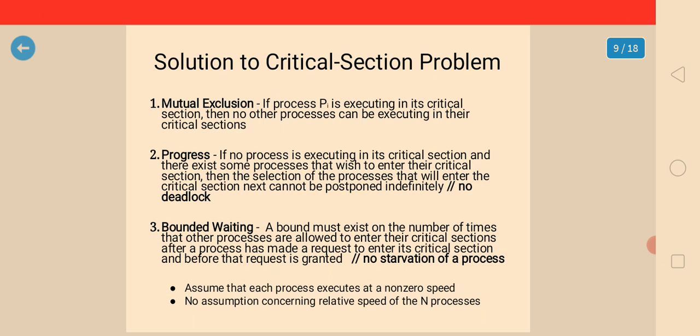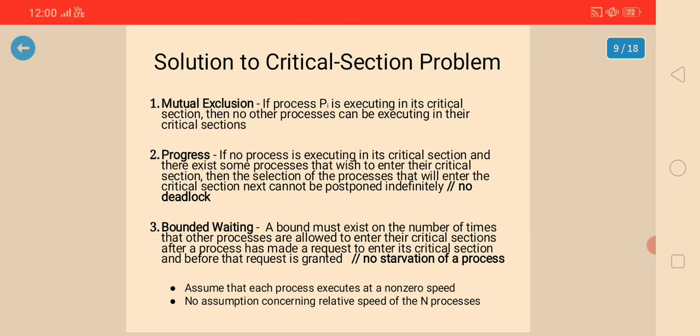The solution to the critical section problem is mutual exclusion, progress, and bounded waiting. If process Pi is executing in its critical section, no other process can be executing in their critical section. Means what? Mutual exclusion is only allowing one process to be executed in the critical section.